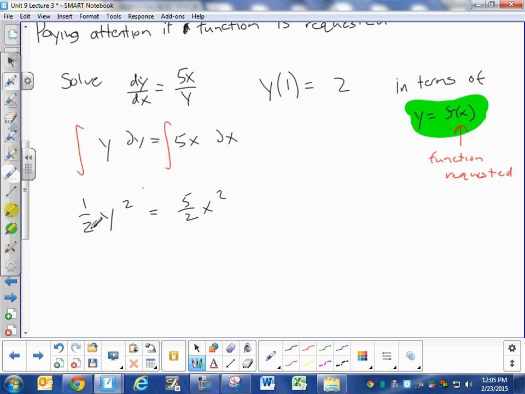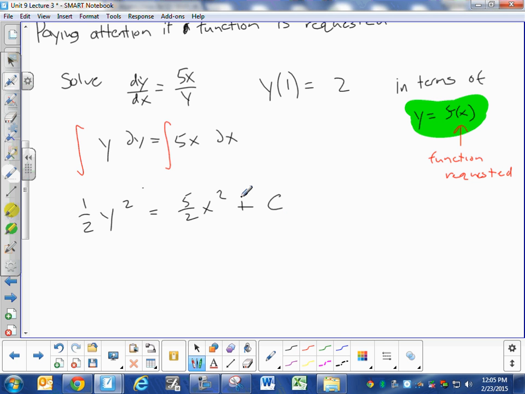We could have a plus c next to the 1/2 y squared. But I'd also have a plus c over on the right side. And those two c's can be combined to just be another c. Okay, this is a general solution. If you're asked to just find an implicit general solution, this works.